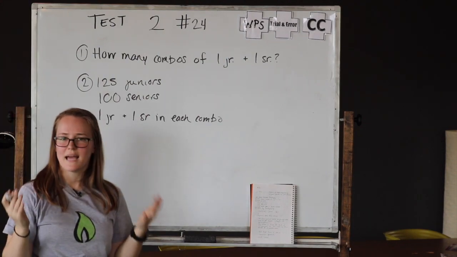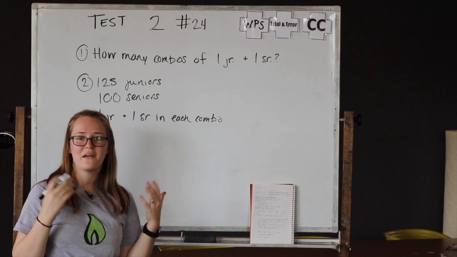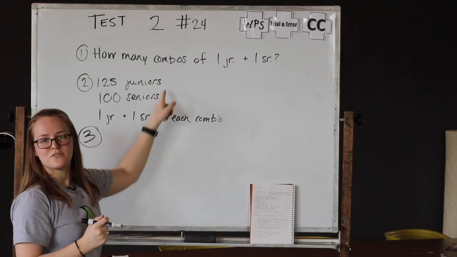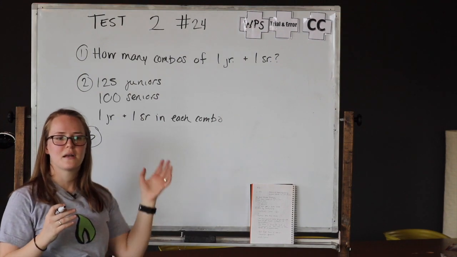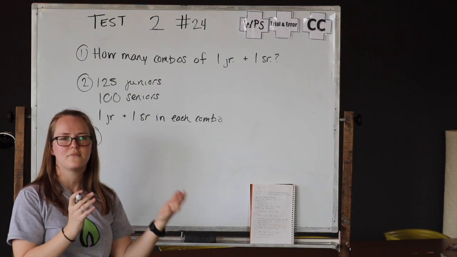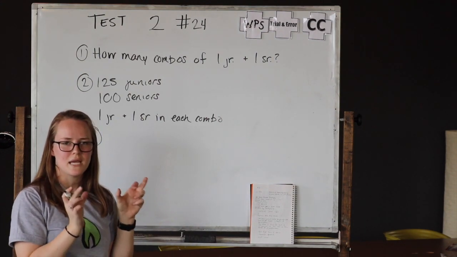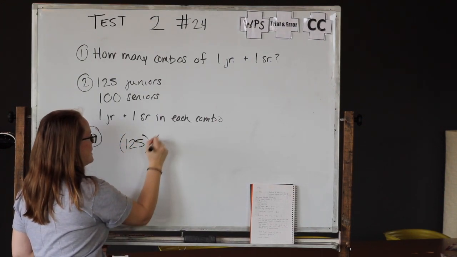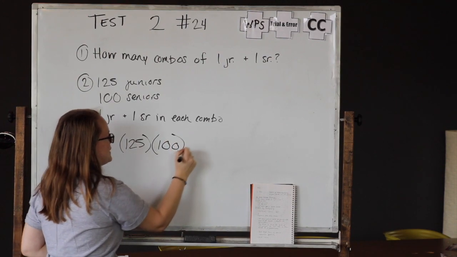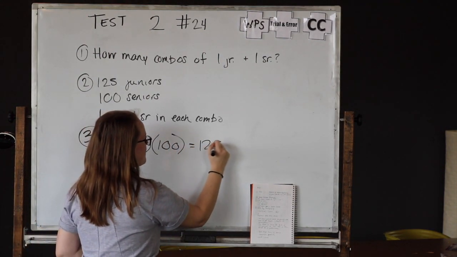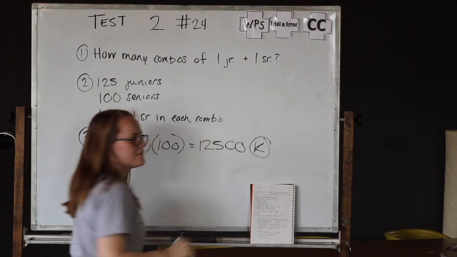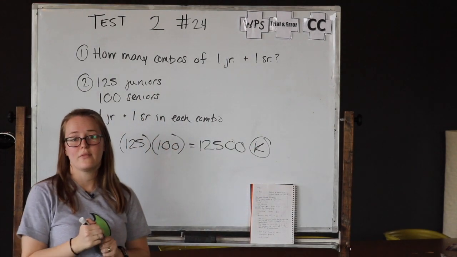And this is a stats equation. You may know it right away or you might not. The equation is just going to be multiplying the number of juniors by the number of seniors. You're going to multiply the number of things available in each part of the combination. So here we just have 125 times 100 equals 12,500, which is option K.